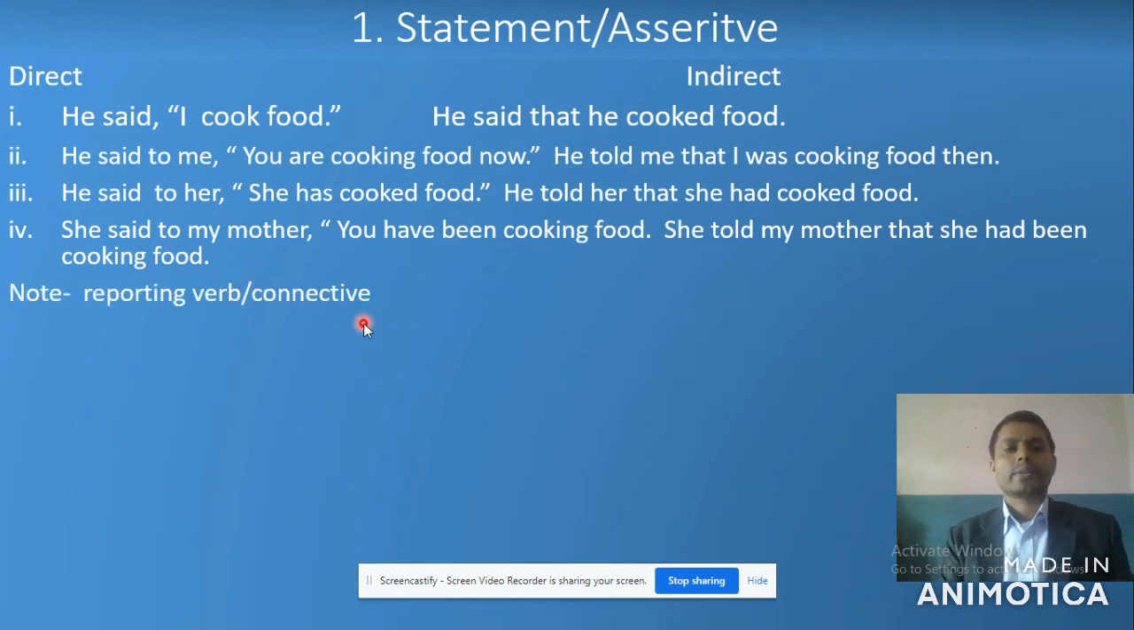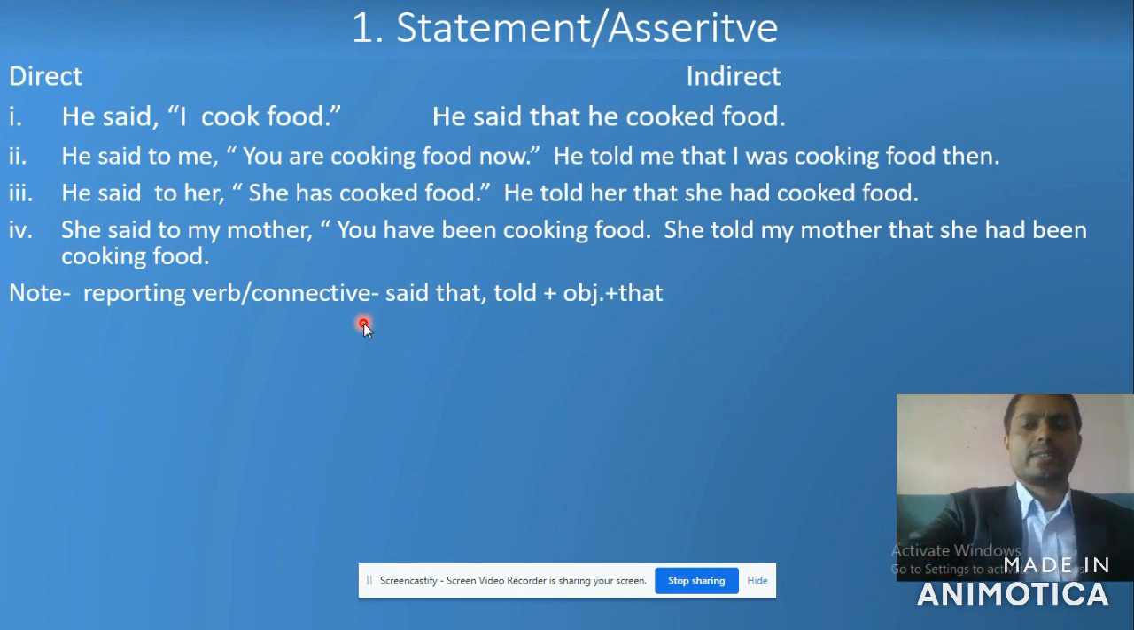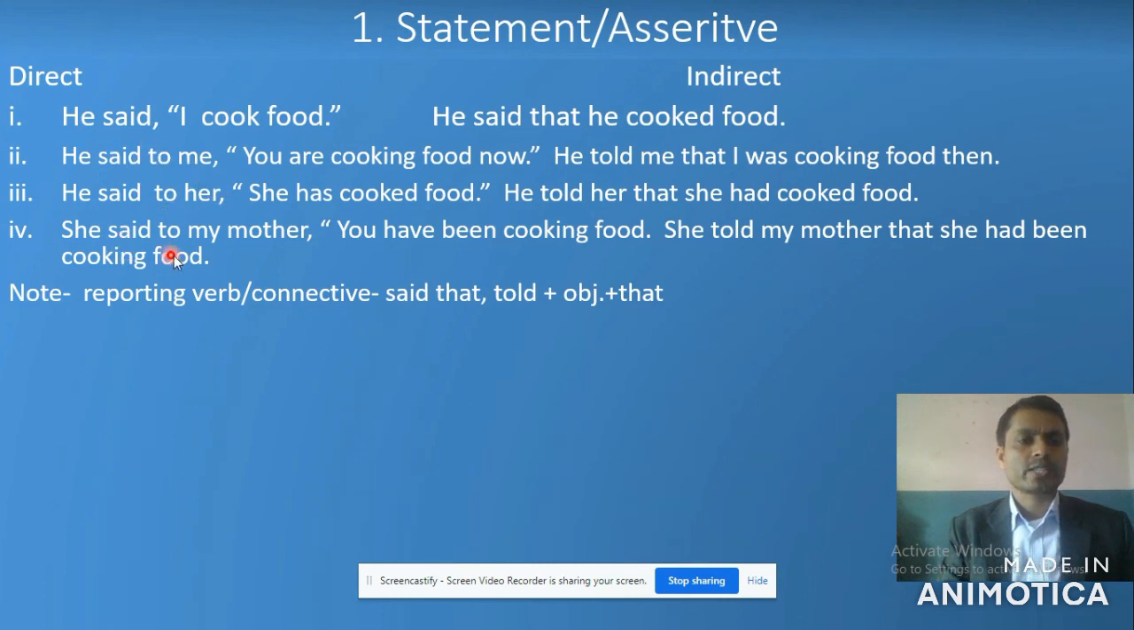Here we can make a note, my dear student. Reporting verb: these all, said to, are reporting verbs or connectives. Here the connective is that. In an assertive sentence or statement, the connective is that. So we write said that here, or told plus object: told me, told her, told my mother, told plus object plus that. You can see that here also, that.